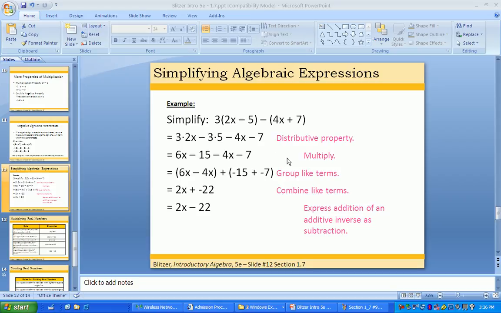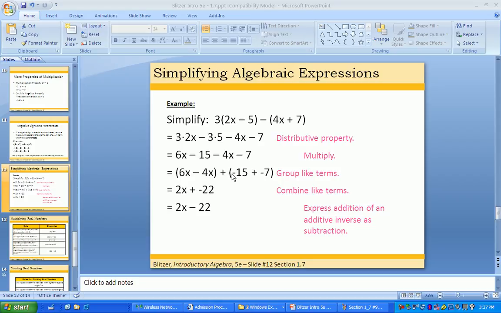And now we can go and execute the multiplication here. We get 6x minus 15 minus 4x minus 7. Now we can group like terms. We get all the x's together and all the constants together. So we get 6x minus 4x plus negative 15 plus negative 7.